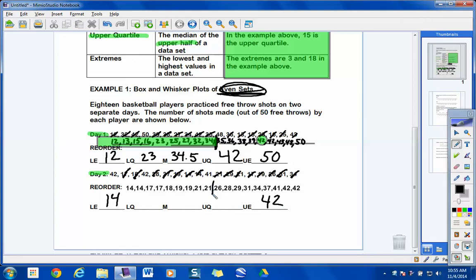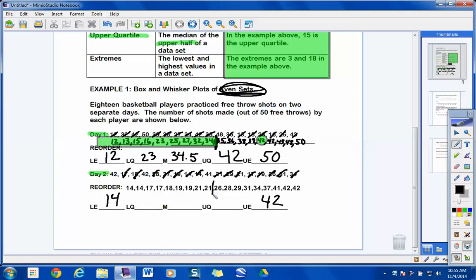So here's the deal. If you were shooting free throws on day 2, if you were anything 26 or above, you'd be in the top half of free throw shooters, right? If you were below 26 or 21 or below, you would be in the bottom half or the lower half, okay? What did you guys generate as a median between 21 and 26?